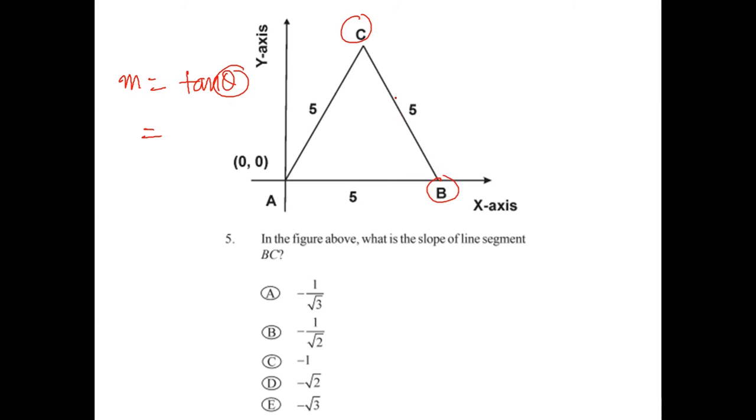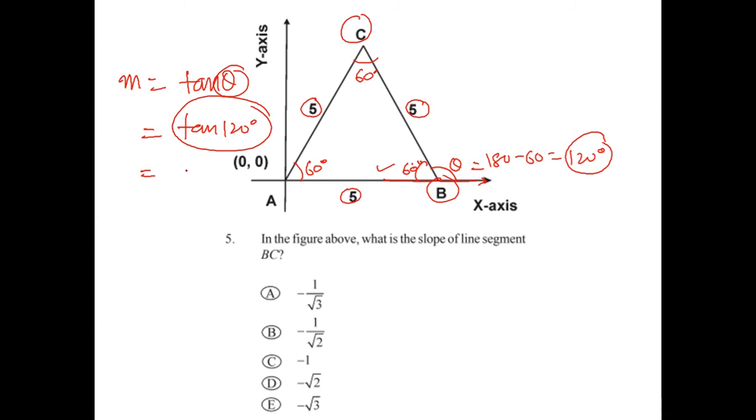So here, for line BC, the angle with the positive x-axis is theta. How much would this angle be? As you can see in this triangle, all the sides are 5. They're equal, so this is an equilateral triangle. So all the angles are going to be equal to 60 degrees. This is 60, this is 60, this is 60. Now, AB is nothing but a straight line. This angle is 60, so theta would be 180 minus 60, that is 120 degrees. Now all you need to do is find the value of tan 120 degrees, and that would be your answer.